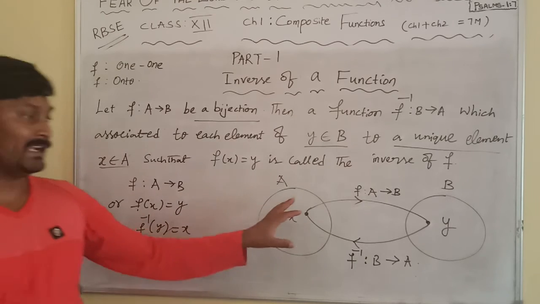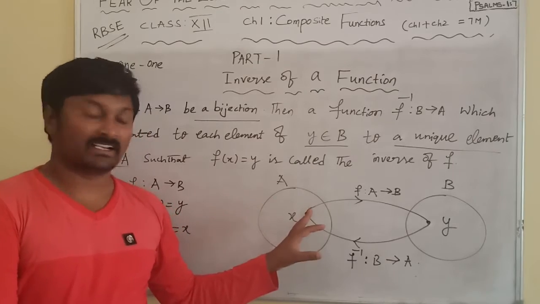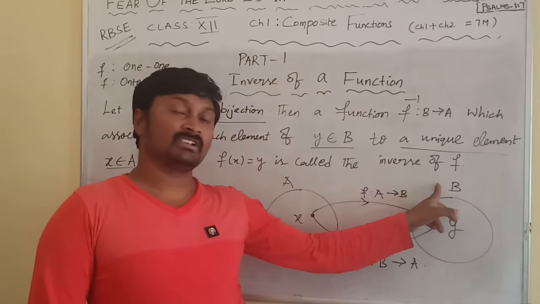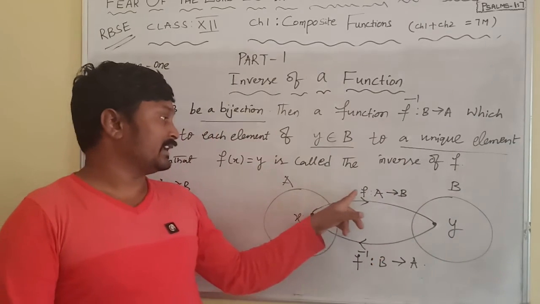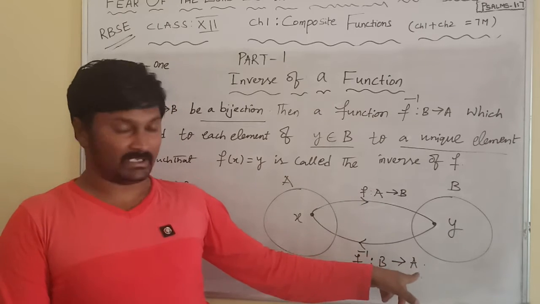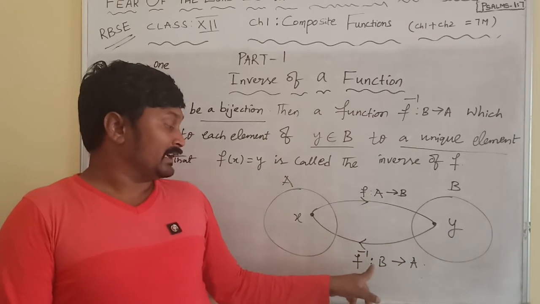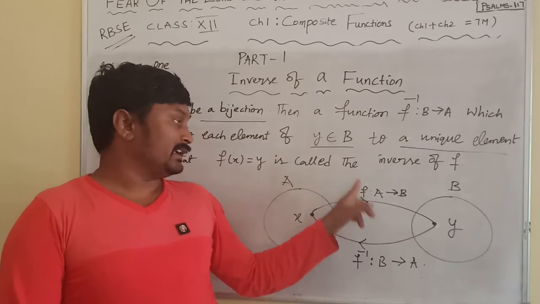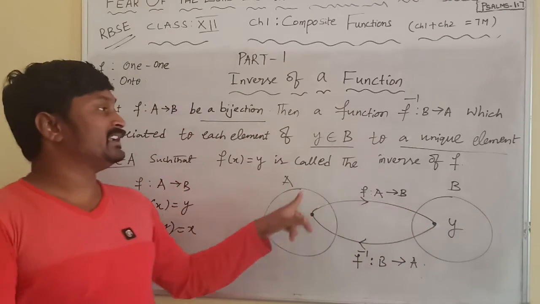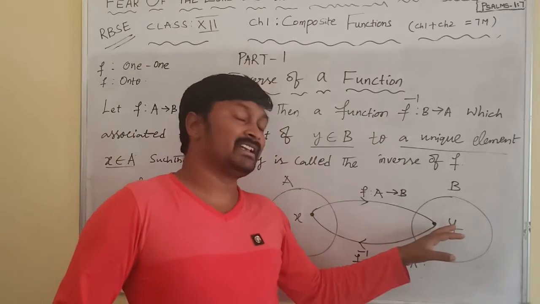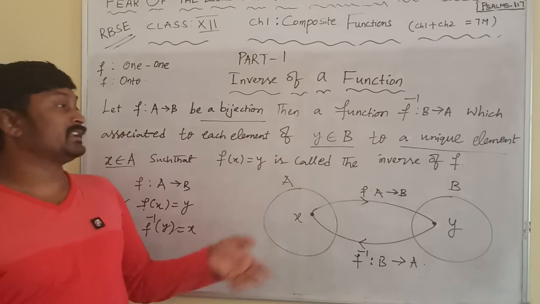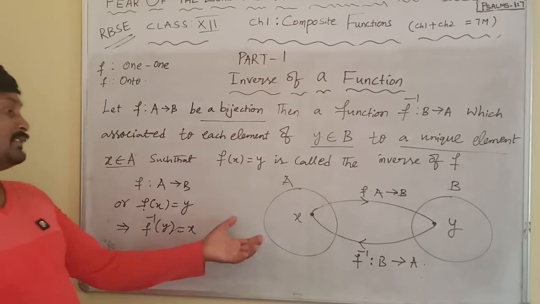Now in diagrammatic form also we have represented it here. You just observe set A, set B, set A, capital B. Now you can observe here f is a function from A to B, f inverse is a function from B to A. Or we can say that f inverse maps B to A, f maps A to B. Here observe that a unique element is there, which means a unique relationship is there between y and x. So that's the reason it becomes the inverse of a function.